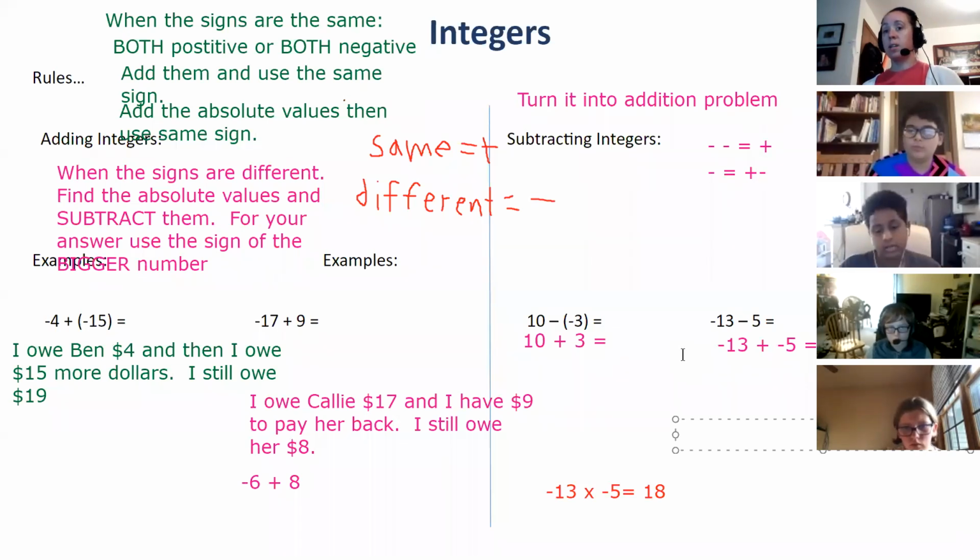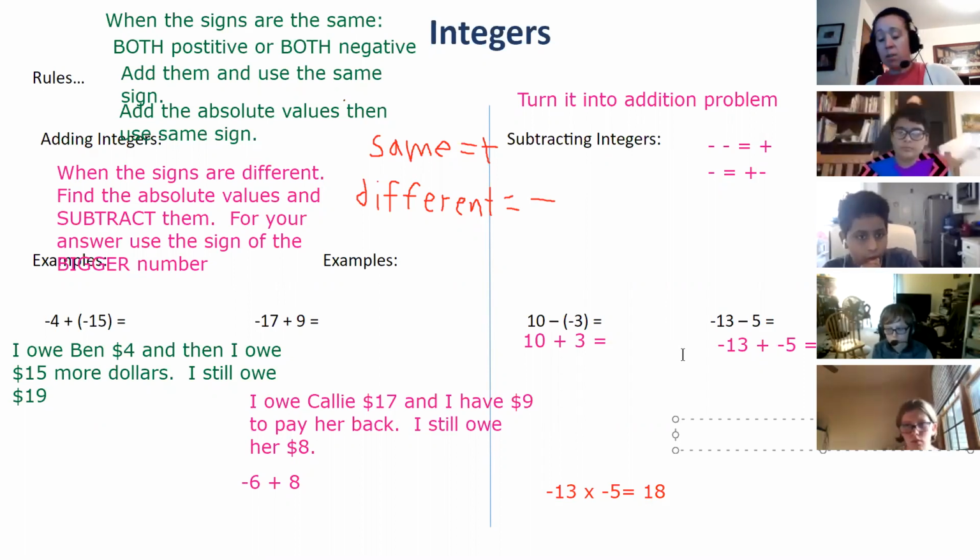Yeah, although it wouldn't be 18 because 13 times 5 is a different number. I don't know what it is. I would have to bust out my calculator for that one because me and multiplication in my brain does not work. At least with higher numbers.